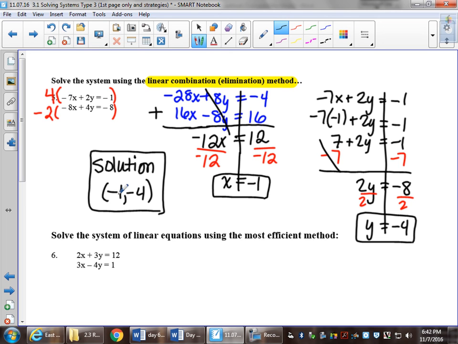If I do a mental check, negative 7 times negative 1 is 7. 2 times negative 4 is minus 8 equals negative 1. 7 minus 8 equals negative 1. Check. Negative 8 times negative 1 is a positive 8. 4 times negative 4 is a negative 16. That does equal negative 8. So that's a quick informal check that you can do. Otherwise, you could write out both equations, formally plug in both x and y and solve. But now that we're getting good with our system, you could also run a quick informal check like we just did right here.